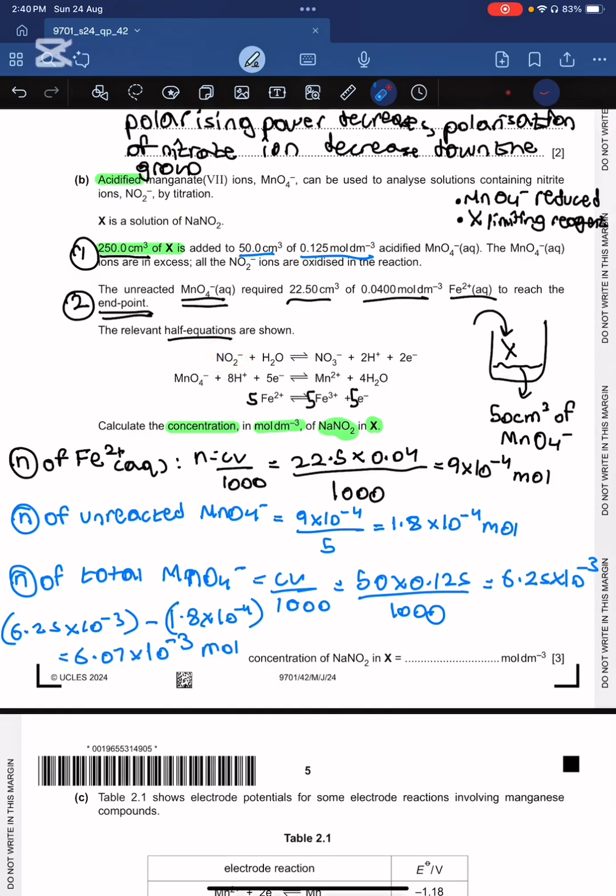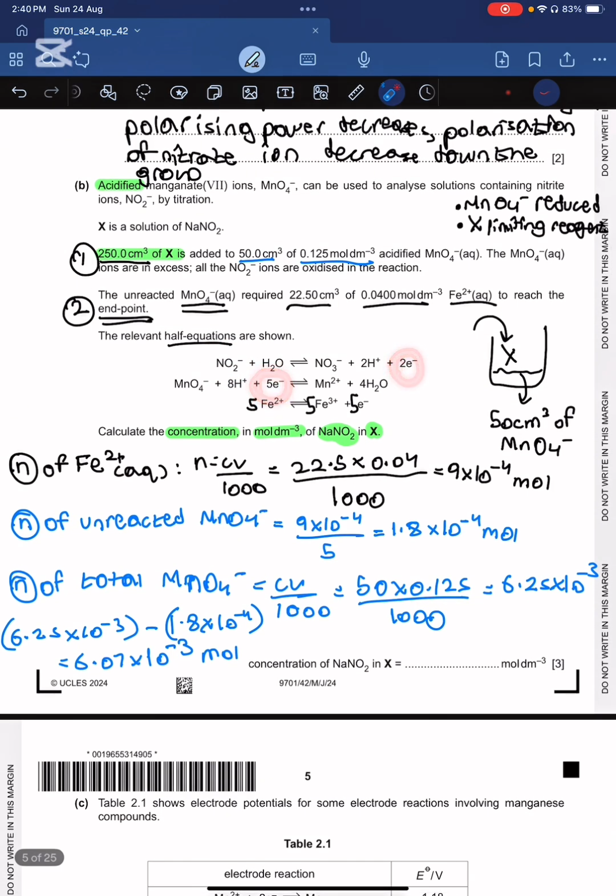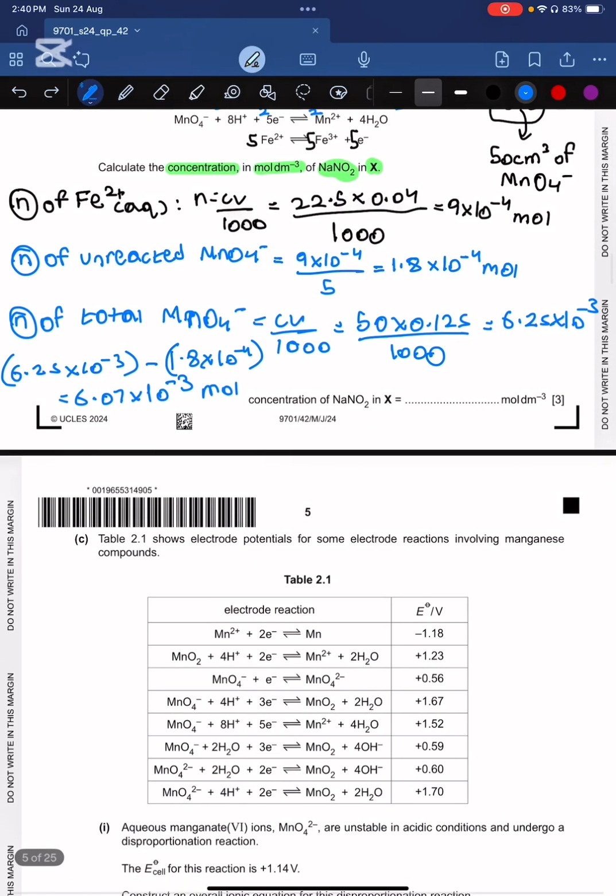But can I do the stoichiometric ratio? No, because 5 electrons and 2 electrons. Let's balance these two equations this time. I multiply the entire equation by 2.5, which makes this 5, makes this 5, and makes this 5 by 2, which is 2.5. So now, if I want to go from 1 mole to 2.5 moles, I multiply by 2.5. Or let's do it the classical way: MnO4 minus here, and nitrite ions here. This is 1 mole, this is 2.5 moles.